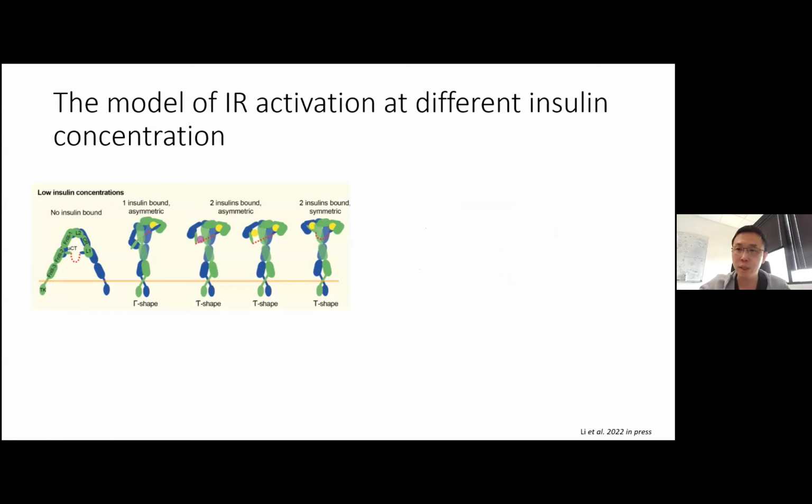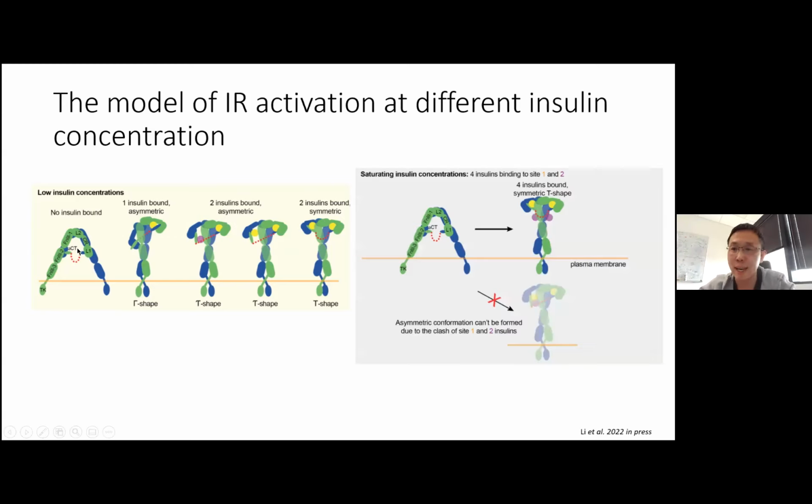At low insulin concentration, the receptor can adopt many different asymmetric conformations, and there's a possibility they can also form the symmetric one. But compared to the wild type at high concentration, only a small portion of the receptors go to the symmetric conformation if the insulin concentration is very low. The majority of the particles, when the insulin concentration is low, adopt this asymmetric conformation.